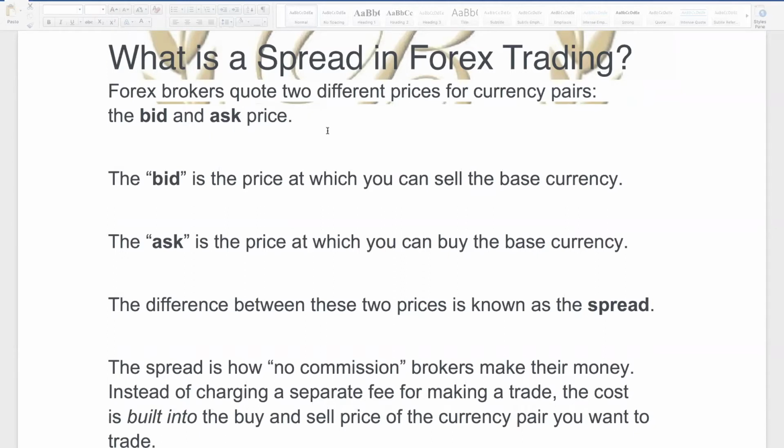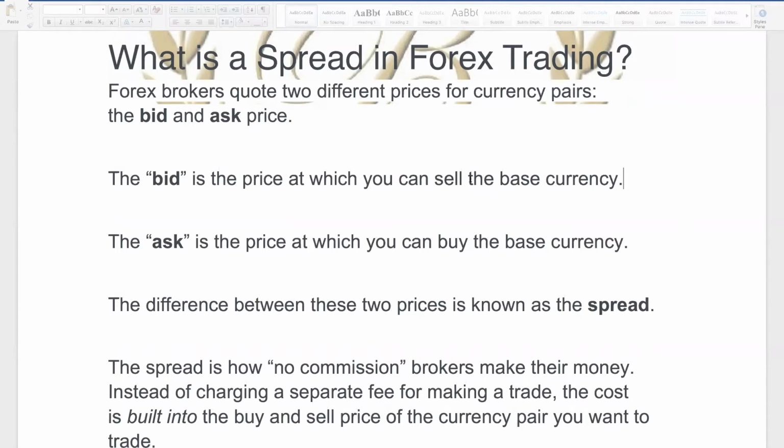So today I'm going to talk about spread. What is a spread in Forex trading? How do you use it? So let me start by explaining in depth so that you have a better understanding.